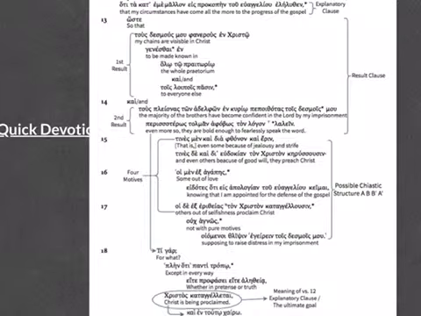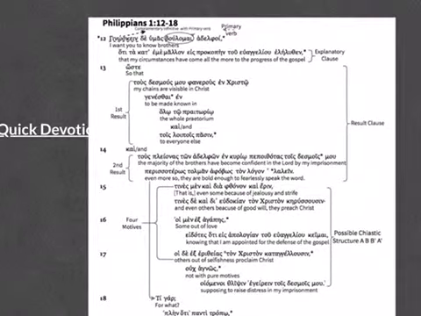So the idea is when you understand these things, it helps you see that there are results. And I broke out the results here. So what does Paul here want them to know? That my circumstances have come all the more to the progress of the gospel, so that, and the result is this: my chains are visible in Christ, to be made known in the whole praetorium, and to everyone else.